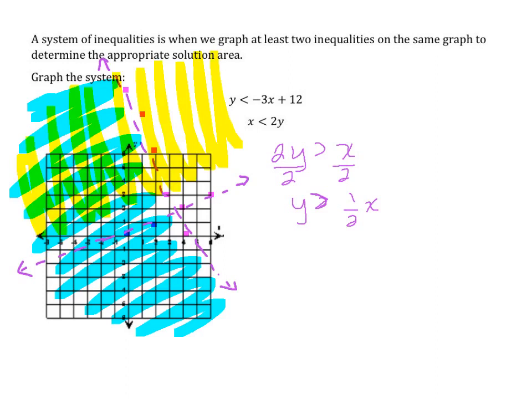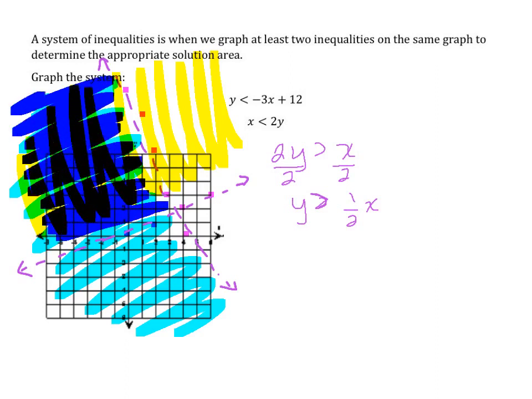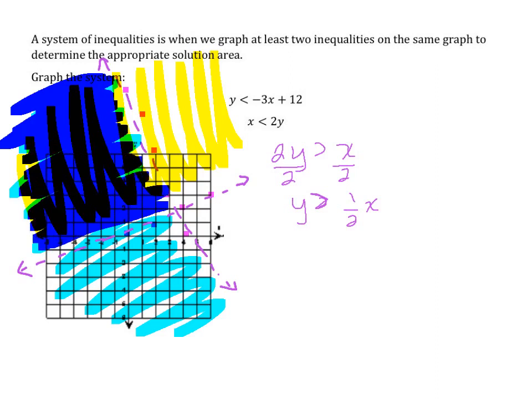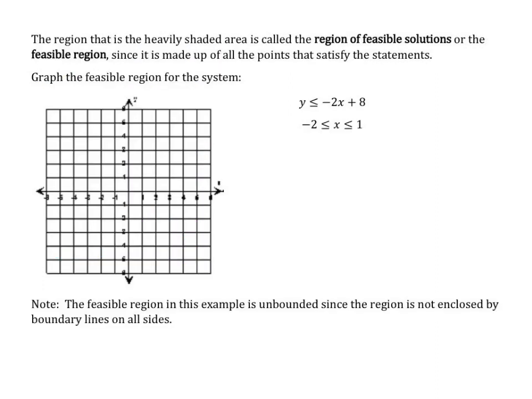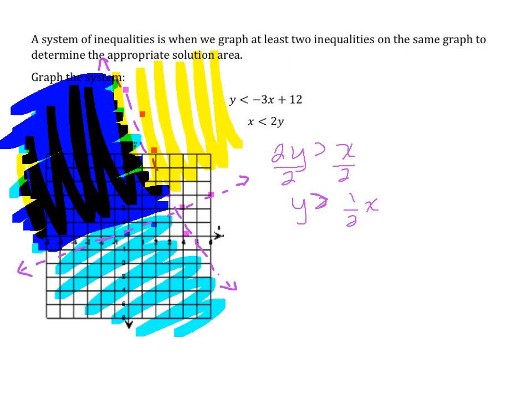So notice there is some area that was overlapped. The part where it's kind of green here is the solution set, because this is where they both have their shading covered up. The heavily shaded area is called the region of feasible solutions, or the feasible region, since it is made up of all the points that satisfy both statements. So here is the feasible region, since both parts were shaded in this area.